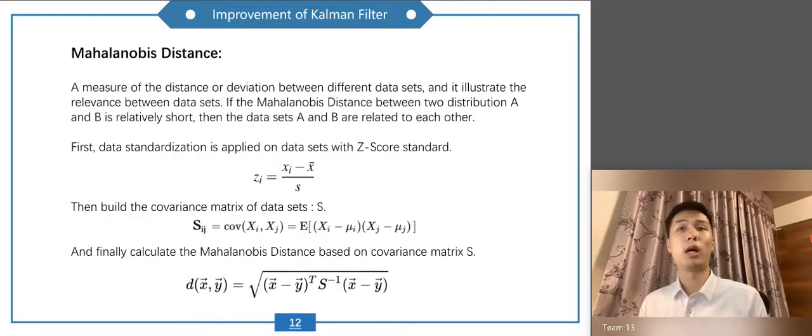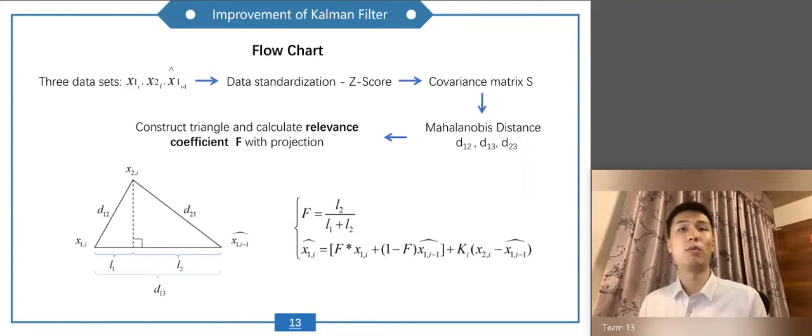And finally, we calculate the Mahalanobis distance. We can see the process clearer with a flowchart. For datasets x1, x2, and state estimate, we standardize them and build the covariance matrix S. Then we calculate the distance d. And finally, we construct the triangle and calculate the relevance coefficient f with projection I1 and I2.